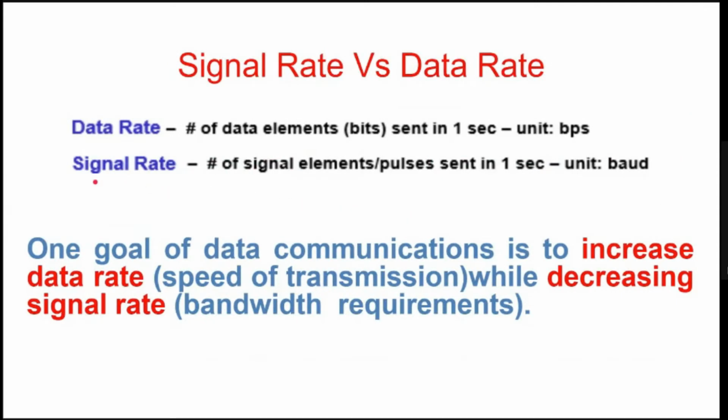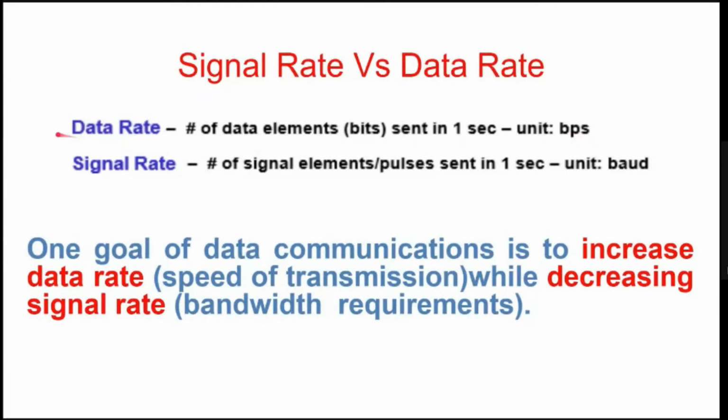Here the signal rate versus the data rate, how it is calculated, the corresponding unit, right? The data rate always represents the bits. So how many bits can be sent in 1 second? That is bps, bits per second.